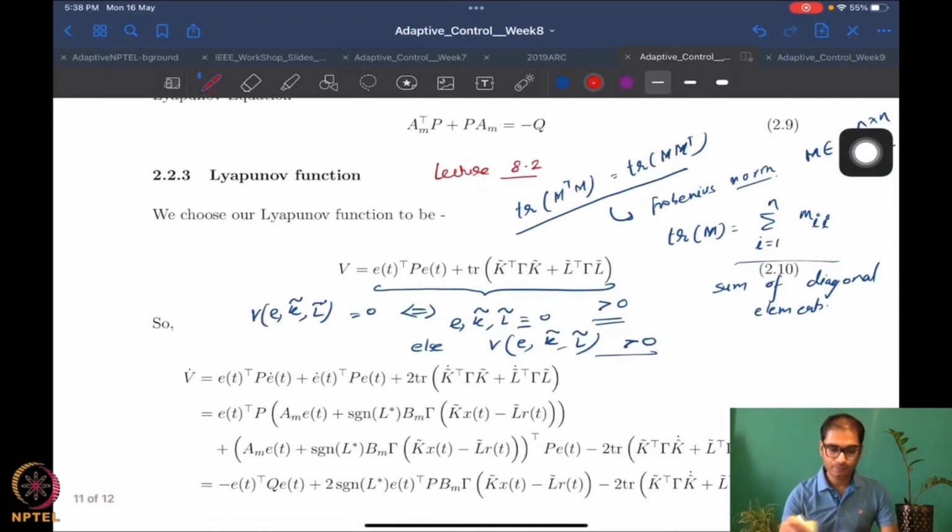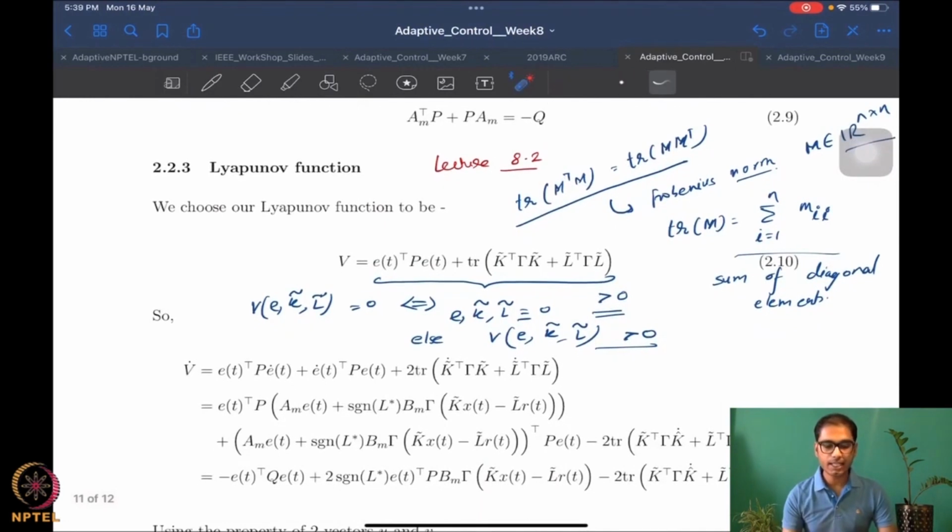So this we already saw last time is in fact a valid Lyapunov function. In fact, it can be very easily claimed to be strictly positive definite also. So no worries there.